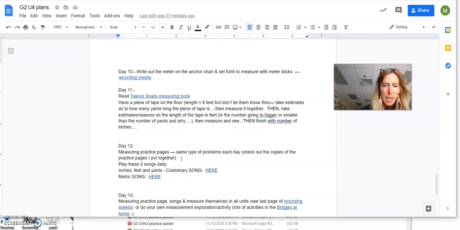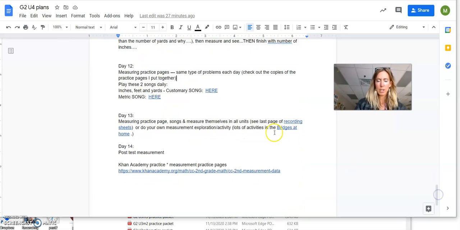Okay? All right, then day 12, measuring practice pages. Same type of problems each day. You have the 2 songs to do. I am making right now practice pages that have measurements for them to practice measuring inches and practice measuring centimeters and answer some questions about them, about like which one's longer, what if you put them together, or maybe you have some other practice pages you'd want to use. There's other Bridges practice pages to make use of that I'll have copied for you.